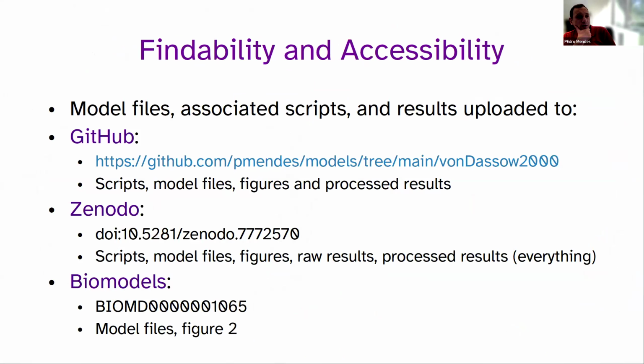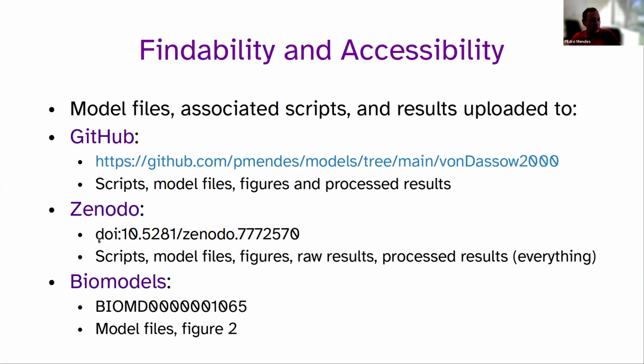Okay, so now for the findability and accessibility. I now have model files that are COPASI files. Of course, I can export them as SBML, SED-ML, and put them all together into a COMBINE archive. I did that. My code is on GitHub. It's open. Anyone can go and check my Python code that produces the model. So the model is created by a Python file. Then you can load that model in COPASI and do the samplings. The scripts, the model files produced by the scripts, figures, and processed results are all there on GitHub. Not all results, because some results were too large. GitHub didn't like me uploading them, but everything fits in Zenodo.